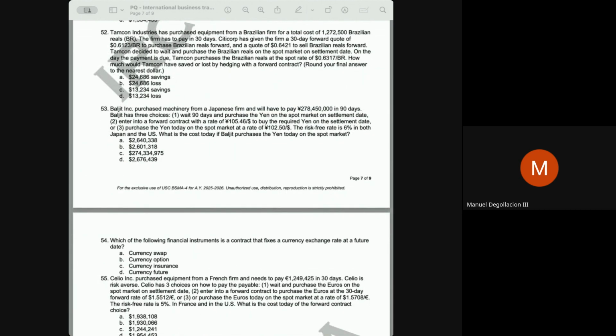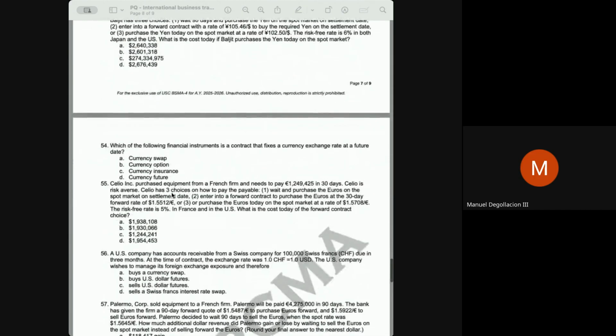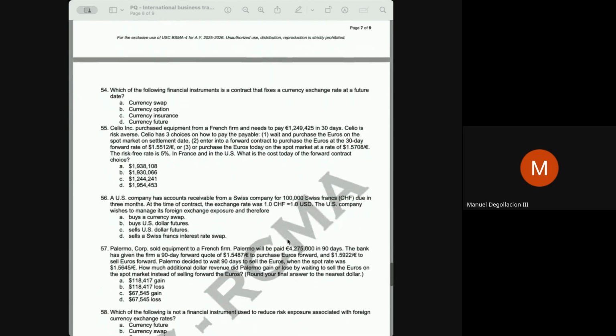53, I'll just give you the answer to 53 also. Answer would be 2,676,439. That's delta. 54, which of the following financial instruments is a contract that fixes a currency exchange rate at a future date? This would be your currency future. Answer is delta. 55, Celio. Answer is Bravo. 1,930,066.